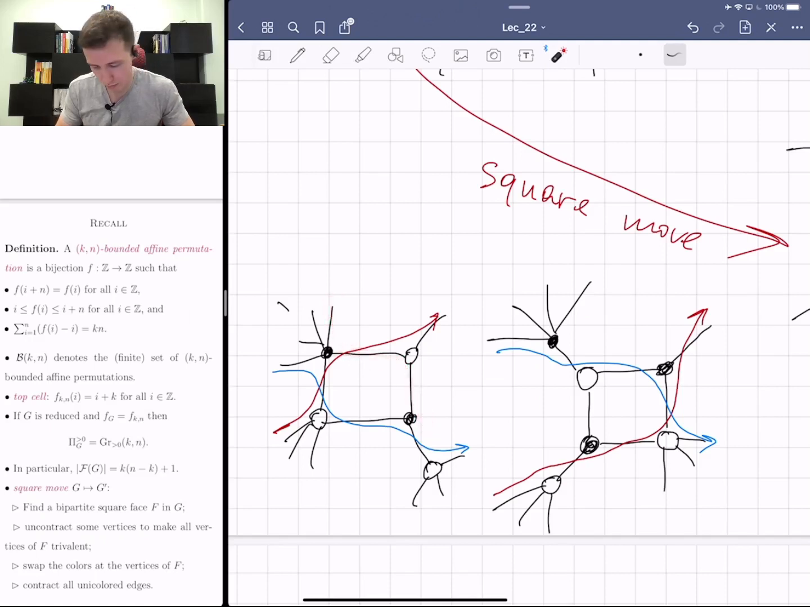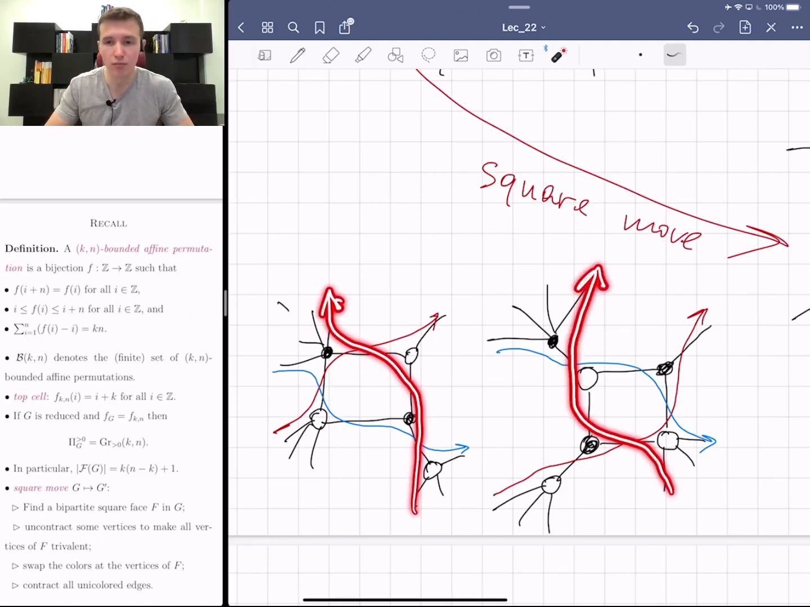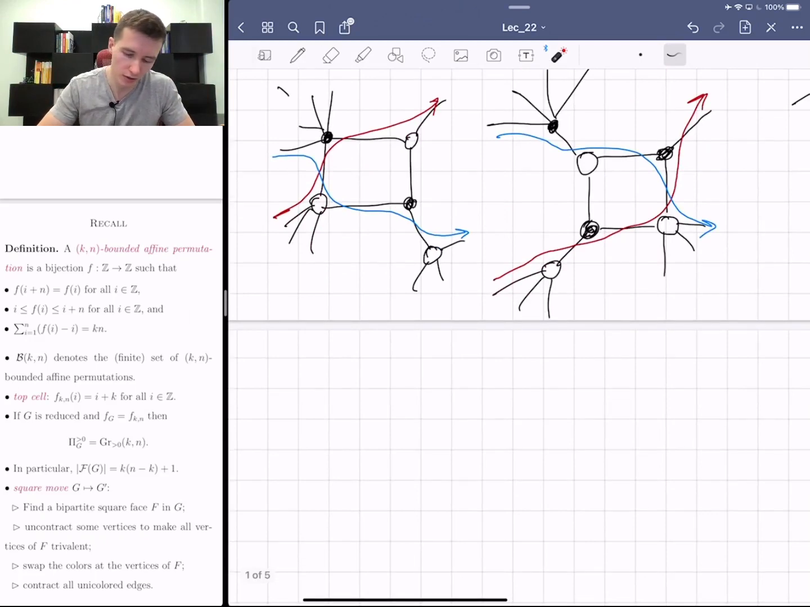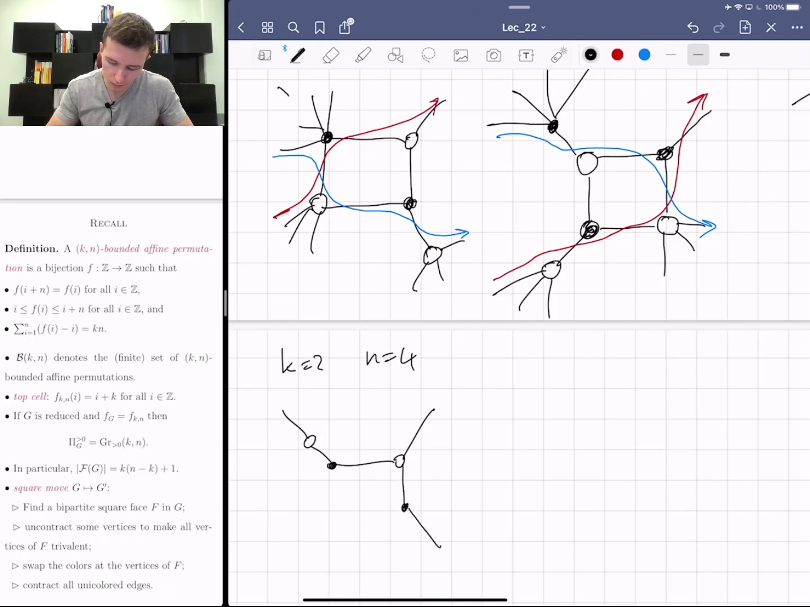You can draw all the other strands, like this goes right, left, right. No, sorry. This goes left, right, left. So there is a strand that goes like this, and then the same strand goes like this. So you can see that the behavior of the outside strands is preserved. And so an actual example for k equals 2 and n equals 4 is that you start with a graph that looks like this, and then you apply the square move and you get a graph that looks like this.